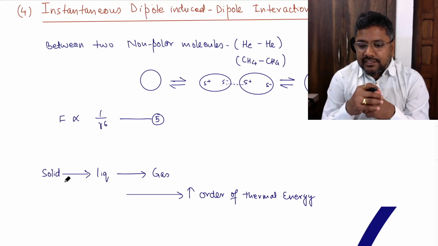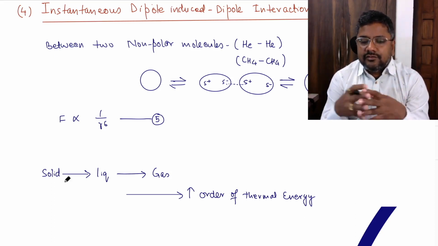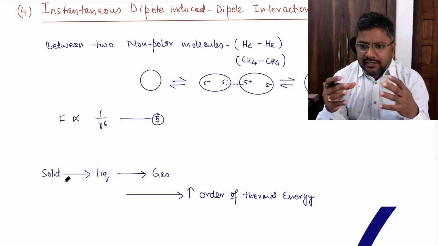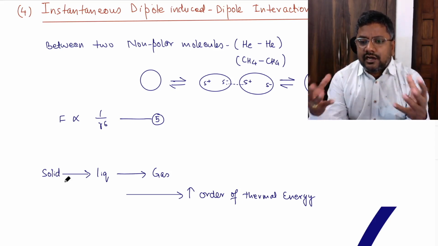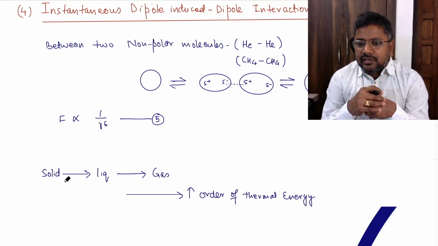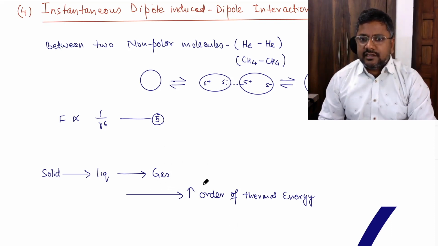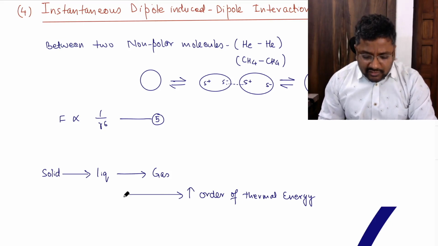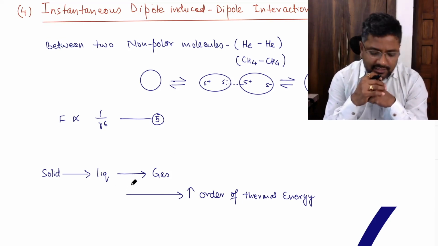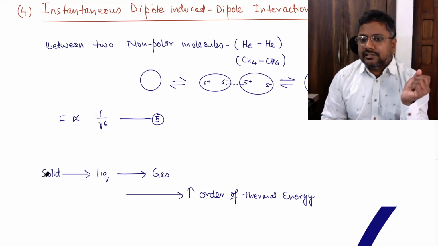So gases have the highest thermal energy, and this thermal energy is, you can say, internal energy for simplicity. Although internal energy includes all kinds of energy possessed by the molecules in the given state. So we can say that in case of gases, the thermal energy is maximum. But what is the strength of intermolecular interaction? The strength of intermolecular interaction is maximum in case of solids.